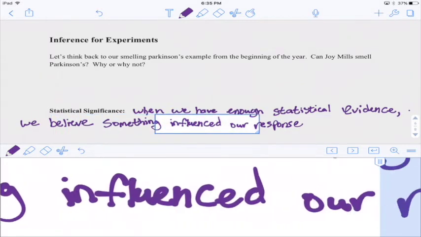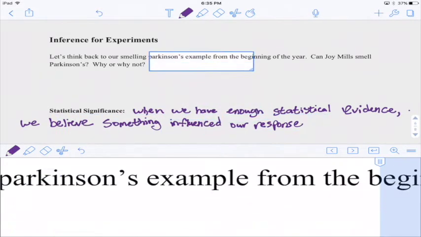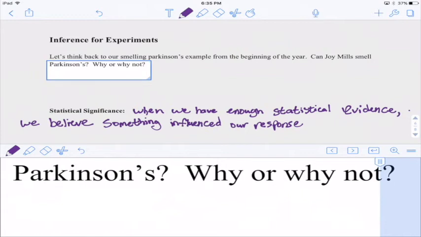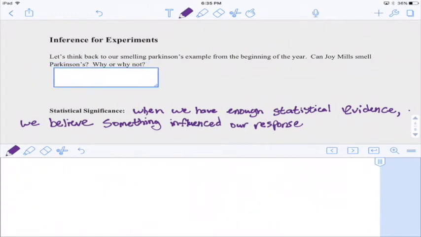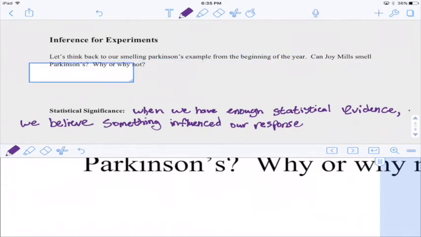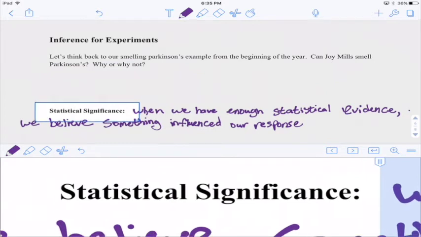we believe something influenced our response. So with Joy Mills, we believed that she's smelling something, or there's enough evidence that she's not just guessing. But we can't really say that she can smell Parkinson's. We'll have to use something else. Statistical significance is only one small piece of many, many things that people use in studies. It's not the end all be all.